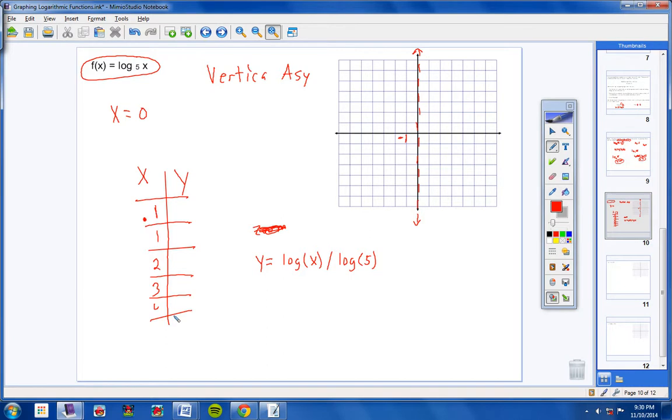Let me go to my calculator real quick here. I've got all these typed in already, so I'm just so organized, you know. All right, here we go. So here's my table of values. For 1, I'm getting out 0. For 2, I'm getting out 0.43. For 3, I'm getting out 0.68. And for 4, I'm getting out 0.86.